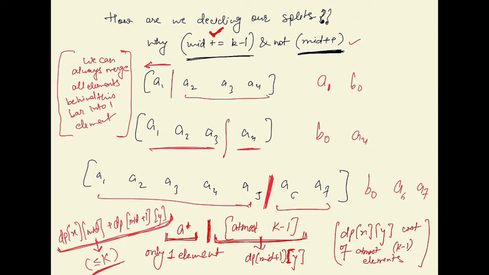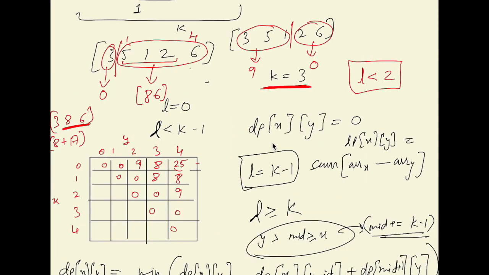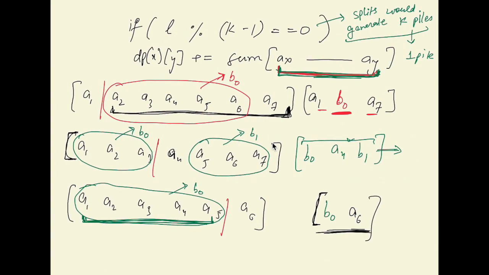And for the case when this has exactly k piles, that is the case when L modulo k minus 1 is 0, and we further add to our dp the sum from elements a[x] to a[y]. I hope this discussion has helped you make things more clear. This was quite the tricky part of this algorithm, and it will become more clear as we do the coding part. Let's see you in the code. Thank you.